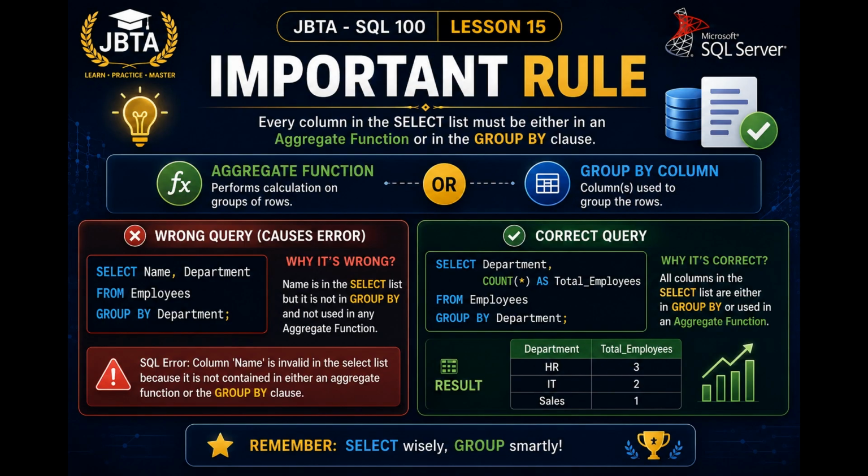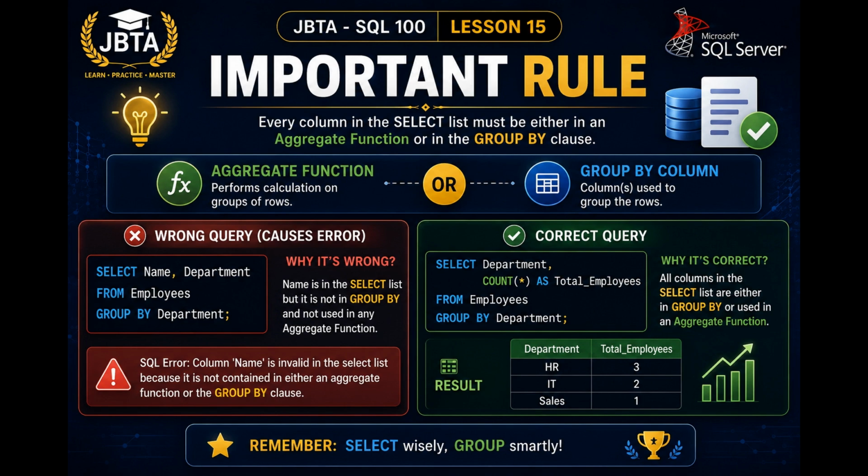There is one very important rule that every SQL developer must remember when using Group By. Every column that appears in the select statement must either be included in the Group By clause or be used inside an aggregate function. This rule is very important because SQL Server needs to know how to produce one result for each group. For example, if you group the data by department, then the department column can appear in the select statement because it is part of the Group By clause.